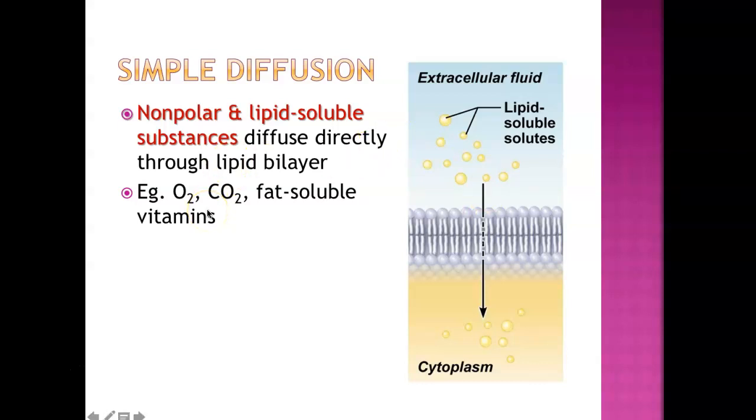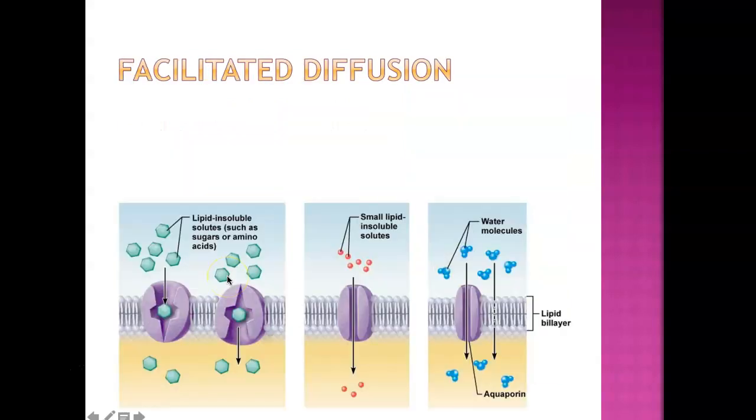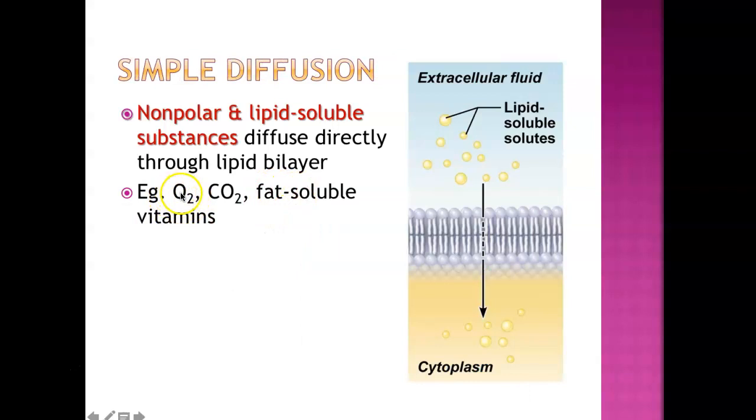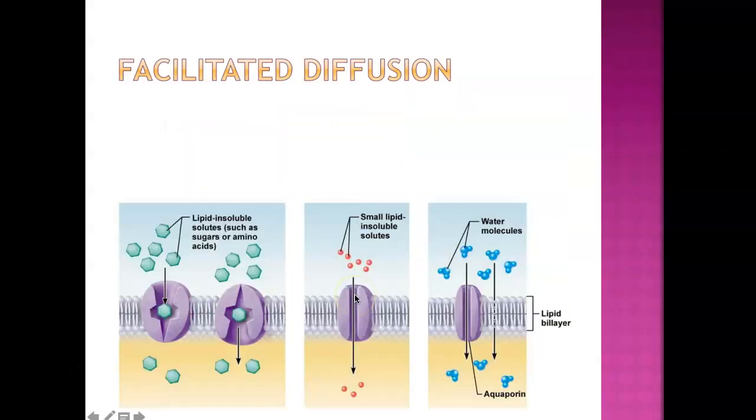Small molecules are also going to be able to pass through the lipid bilayer. So oxygen can be considered nonpolar, and you'd have to take chemistry to know. Nonpolar just means there's no charges on it. Carbon dioxide is nonpolar, there's no charges on it, but they're actually both really small. So oxygen and carbon dioxide can move across the lipid bilayer.